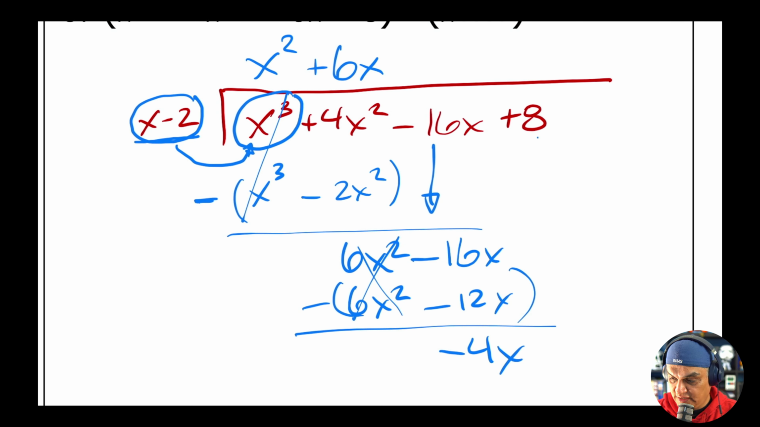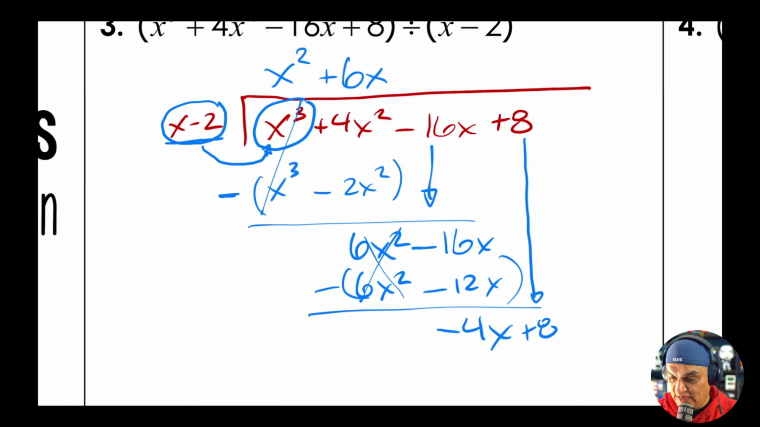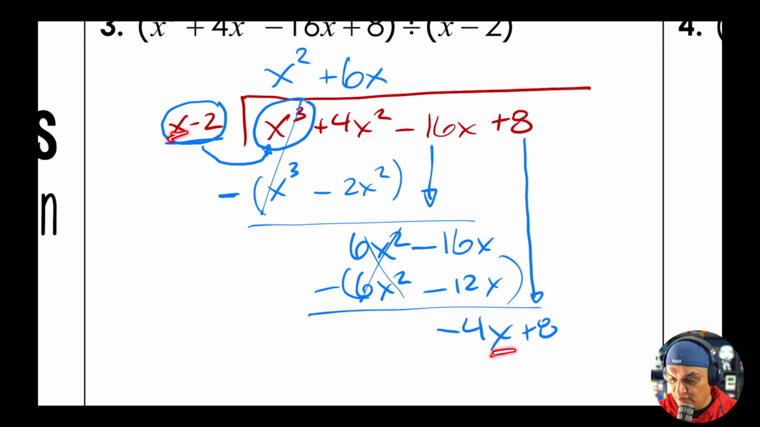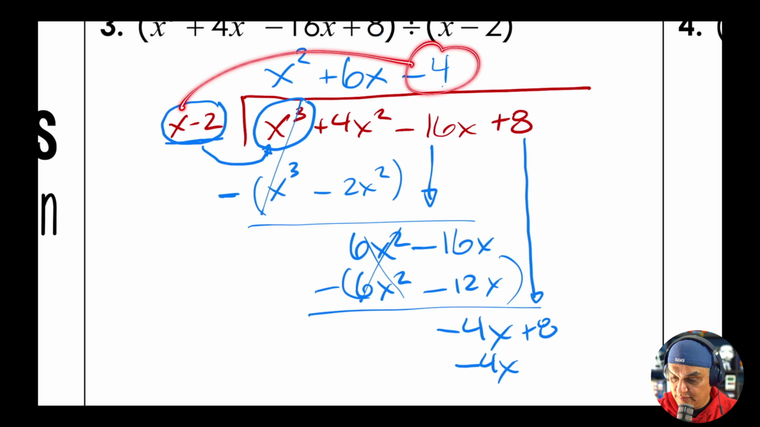And now let's bring down the next term, which is actually the last term. So now we have negative 4x plus 8. Then we have to ask ourselves, how many times does x go into negative 4x? Well, we already have 1x, so all I'm missing is a negative 4. So negative 4, because negative 4 times x is negative 4x. And now negative 4 times negative 2 gives me positive 8.